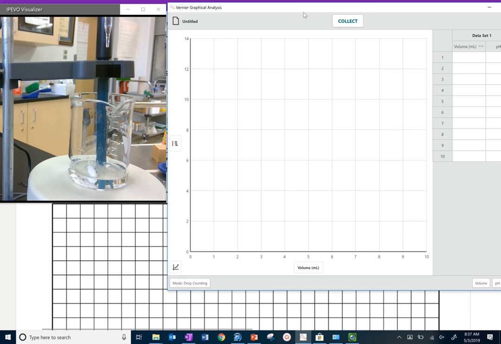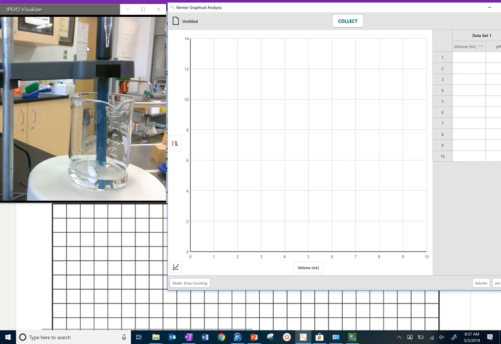So it's going to count how many drops fall through that space, and then the computer has a way to turn that number of drops into the number of milliliters of solution that are being dispensed from the burette. So we don't actually even have to measure the numbers on our burette. We just make measurements by letting this count the number of drops and convert that into milliliters.